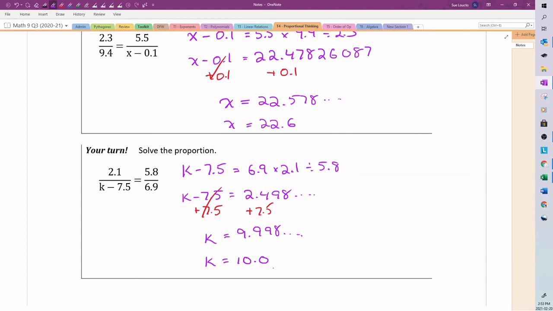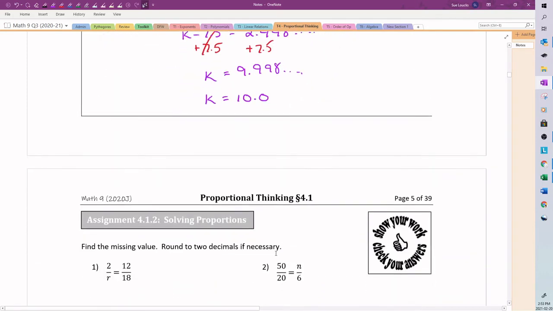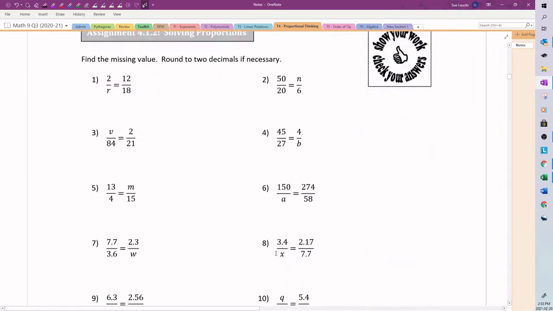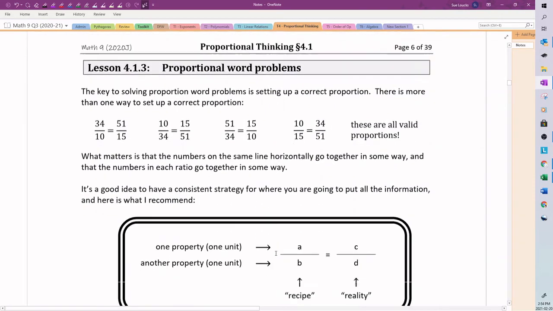Okay, hopefully you got that right. There's some questions here to practice, and then there's a couple of examples on word problems. So I'm going to go ahead and do the word problems with you.